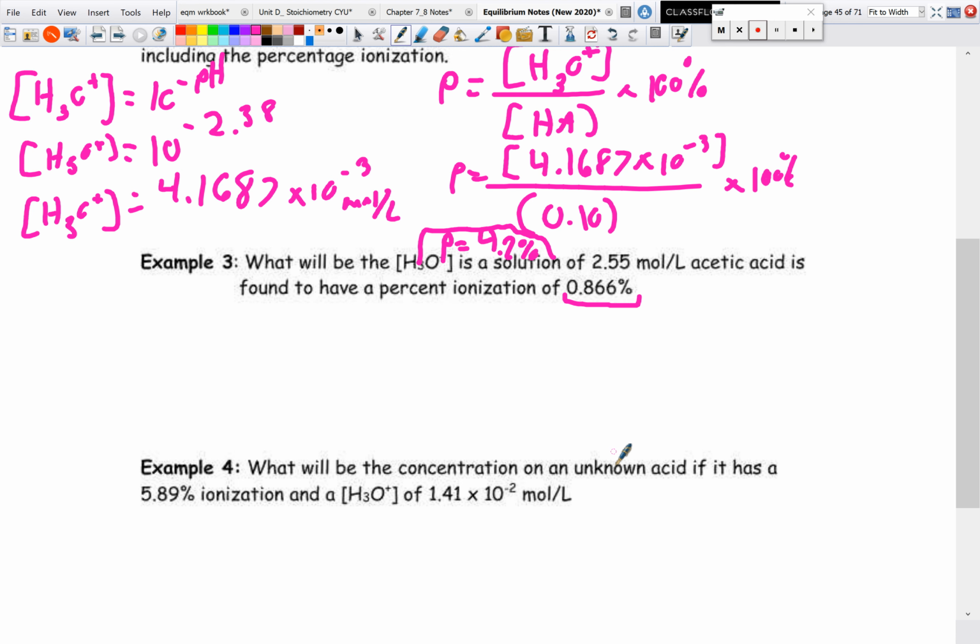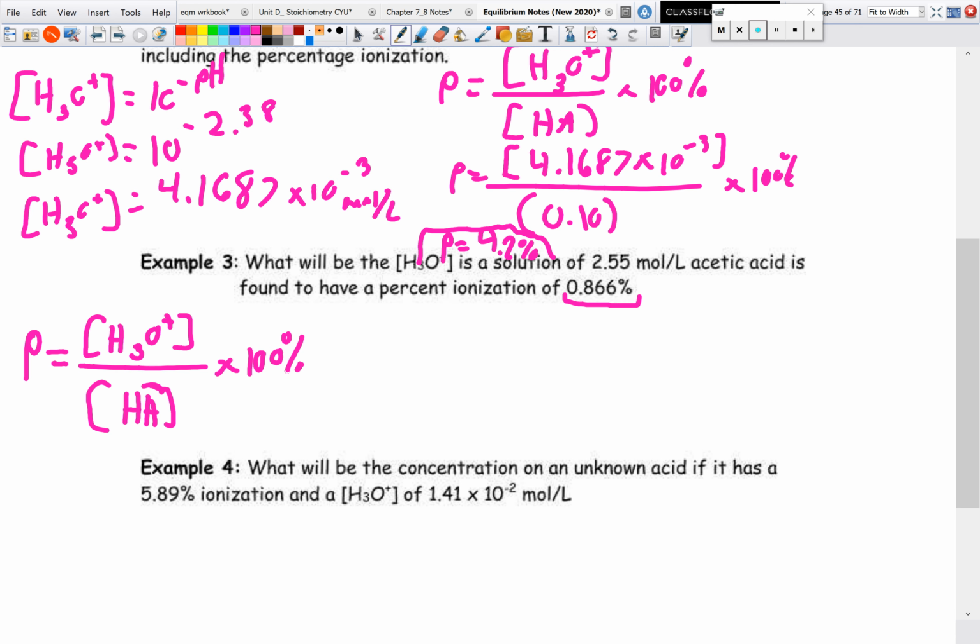So of course, with these two questions right here, you're rearranging the equation of this and solving for your unknown. So in example 3, you're isolating for hydronium, and example 4, you're isolating for the acid. So I'd like you to pause the video and see if you can rearrange and solve those. So do that now because the answers are going up in 3 seconds.